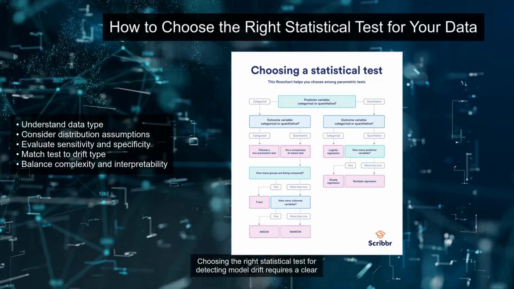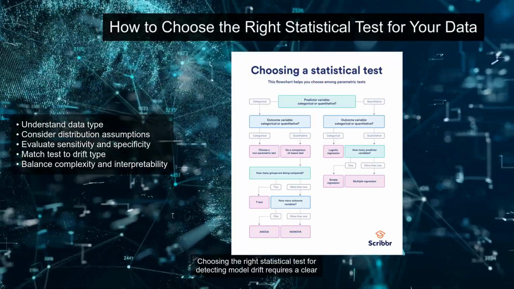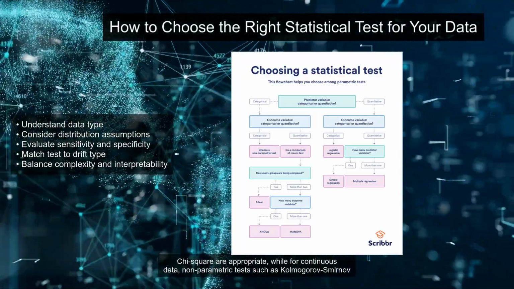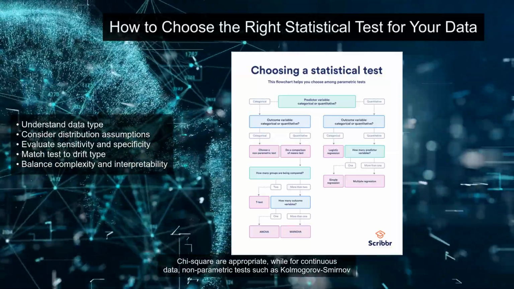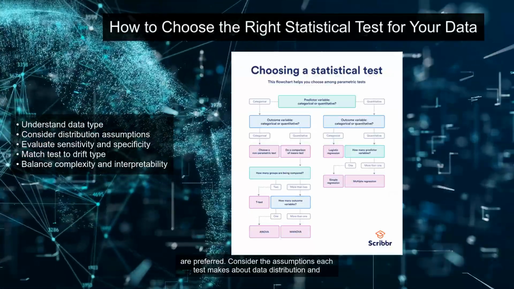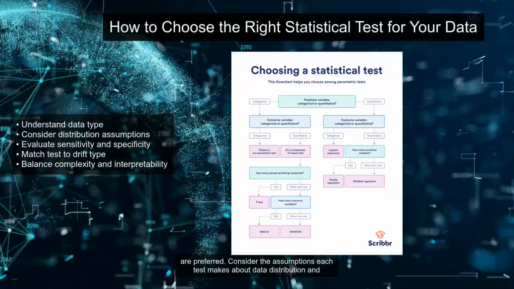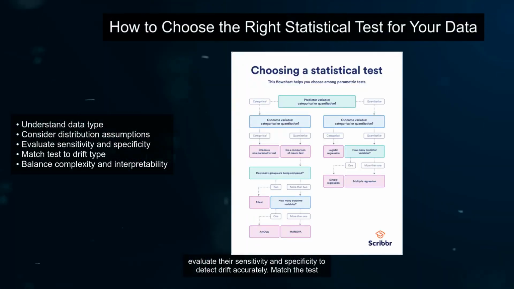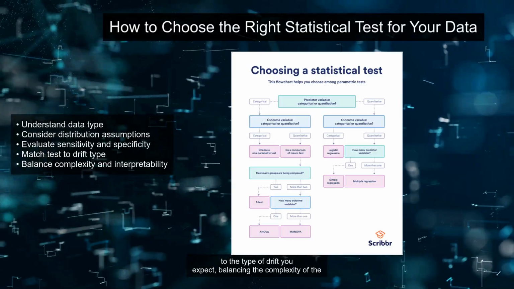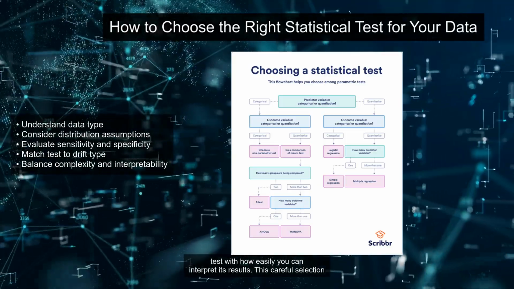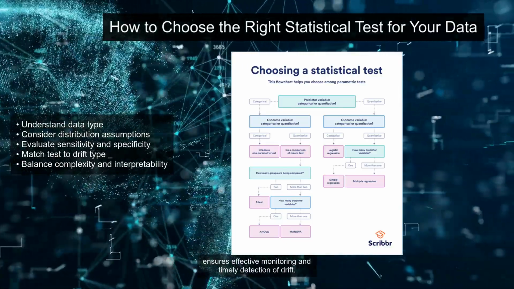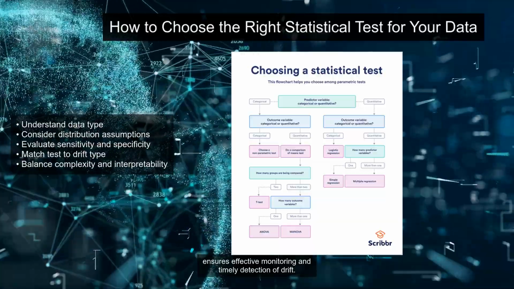Choosing the right statistical test for detecting model drift requires a clear understanding of your data type and distribution. For categorical data, tests like chi-square are appropriate, while for continuous data, non-parametric tests such as Kolmogorov-Smirnov are preferred. Consider the assumptions each test makes about data distribution and evaluate their sensitivity and specificity to detect drift accurately. Match the test to the type of drift you expect, balancing the complexity of the test with how easily you can interpret its results. This careful selection ensures effective monitoring and timely detection of drift.